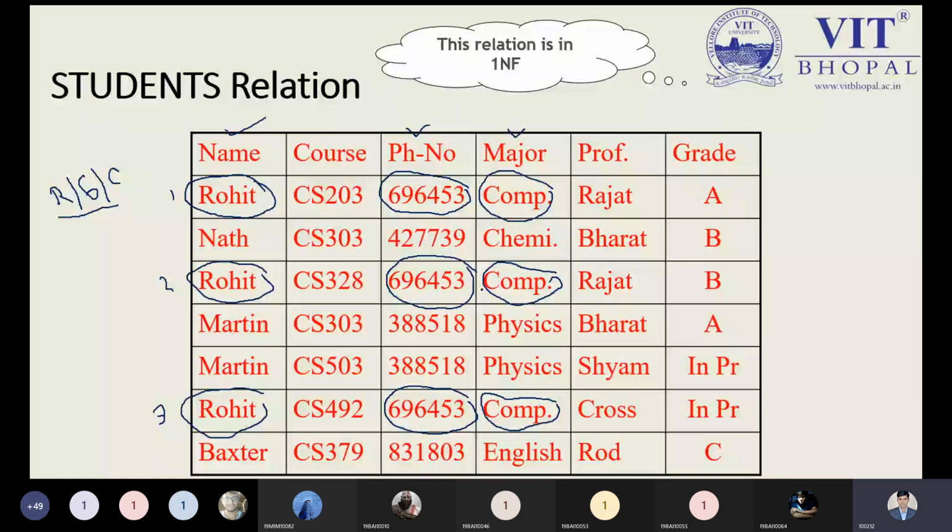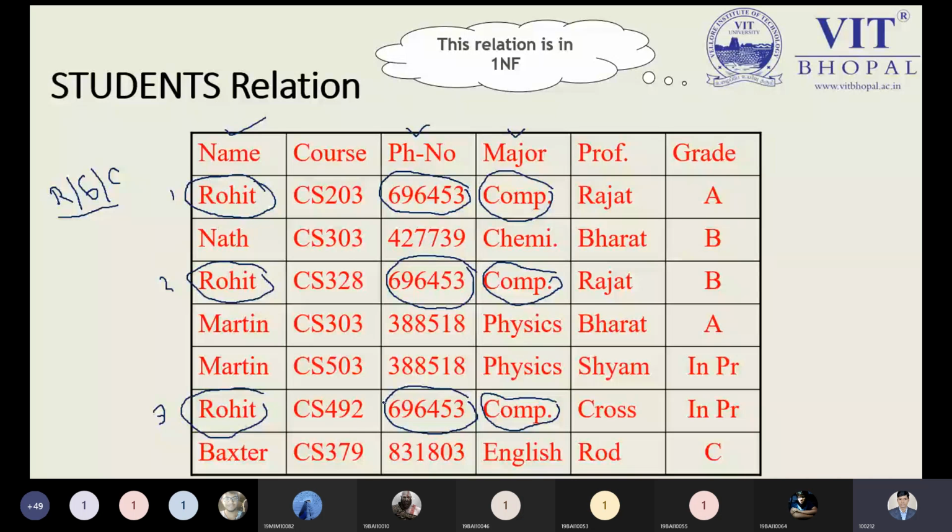And Rohit opted the major subject, that is computer science. So we have this point. In the student relation, how many entries will be there? Three entries. But if you are putting three entries, Rohit 696453 computer, and then Rohit 696453, and so on, three times you will do. So you are putting the redundancy. So avoid the redundancy. What we have done?